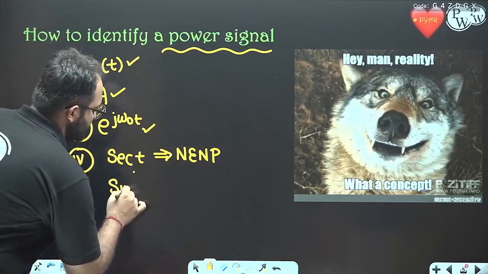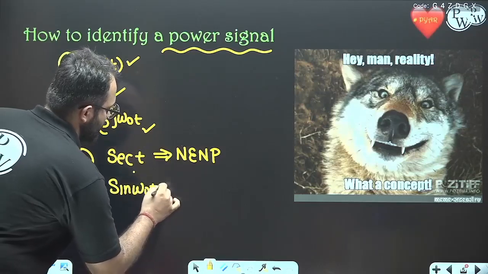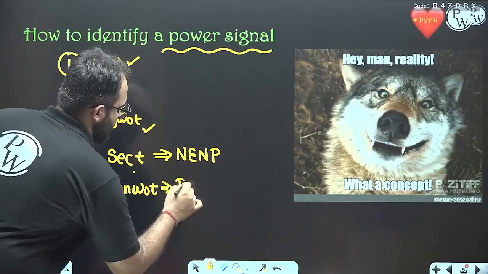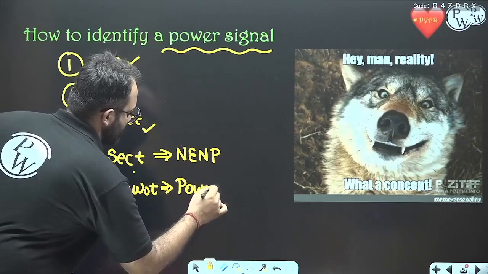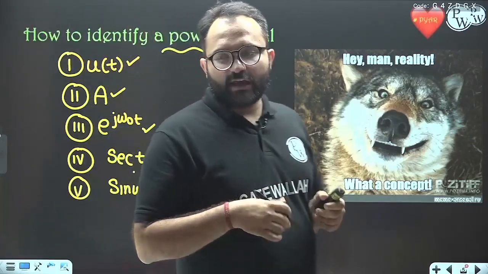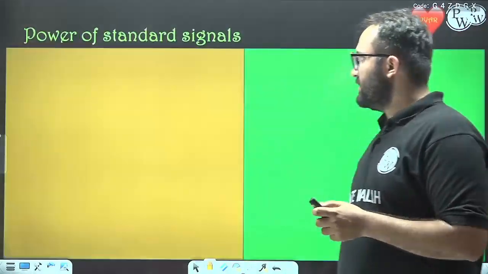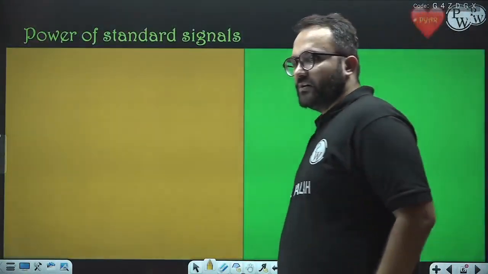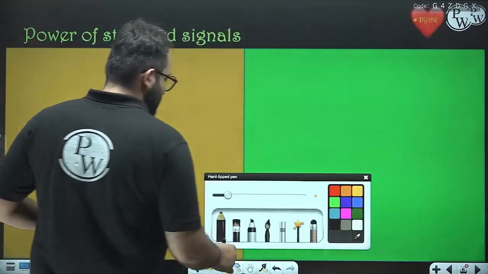Any other signal? Sine omega naught t is a power signal. Triangular periodic, rectangular periodic, they are always power signals. Now let us find out the power of the signals.